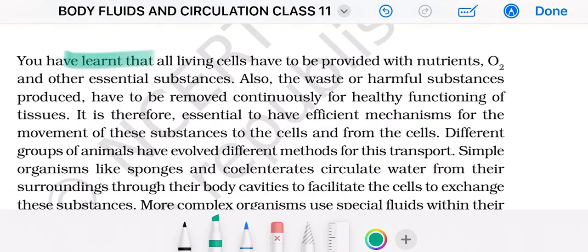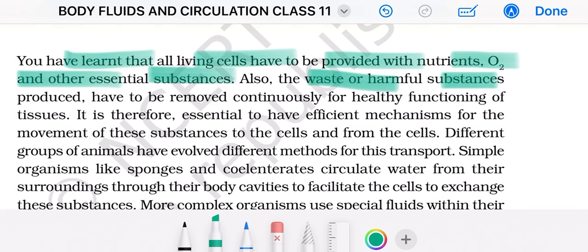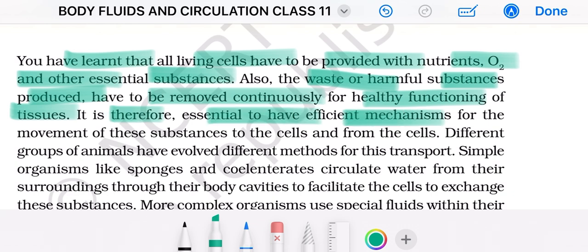You have learned that all living cells have to be provided with nutrients, oxygen and other essential substances. Also, the waste or harmful substances produced have to be removed continuously for healthy functioning of tissues. It is therefore essential to have an efficient mechanism for the movement of these substances to the cells and from the cells. Different groups of animals have evolved different methods for this transport.